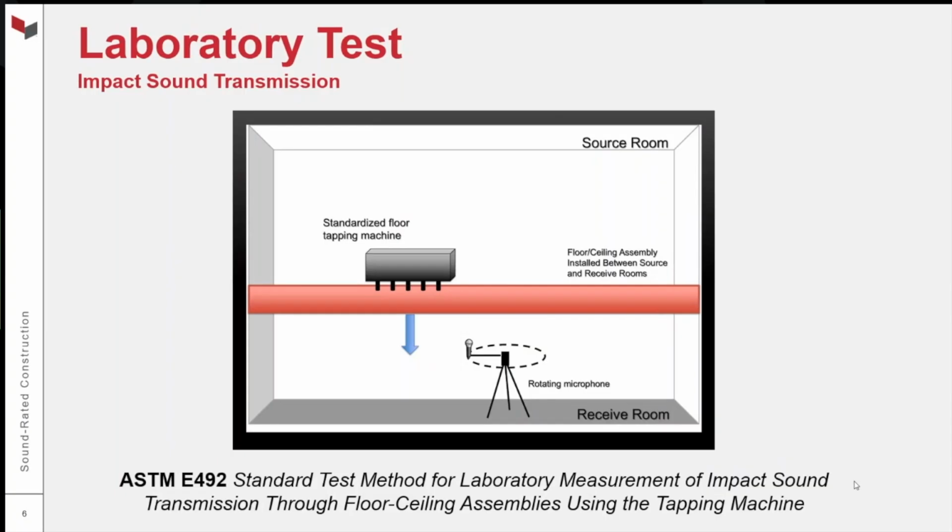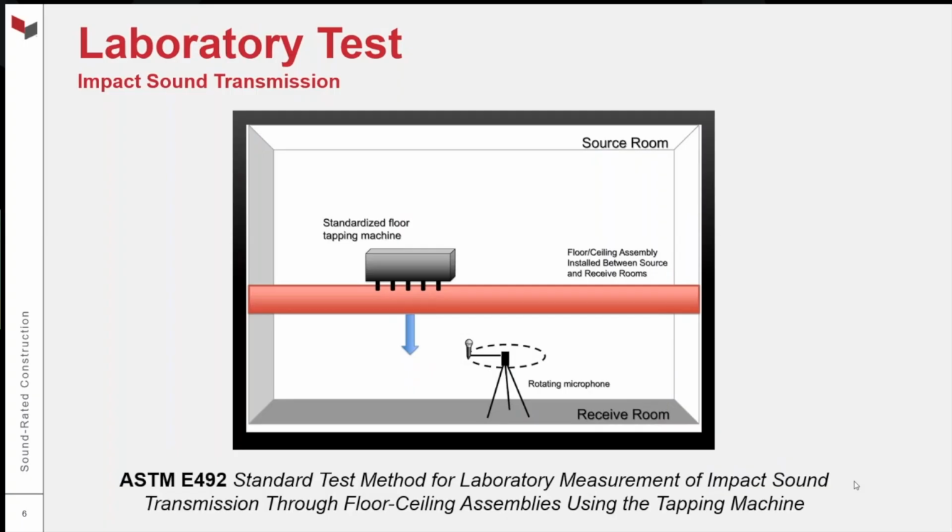Similar to STC, the result here is IIC. And again, because the tapping machine is exciting energy across the frequency range, the raw data that comes out of this test is what we call NISPL, normalized impact sound pressure level. It's across a wide frequency range, and then there's a calculation method according to ASTM E989 for calculating the single number IIC rating.